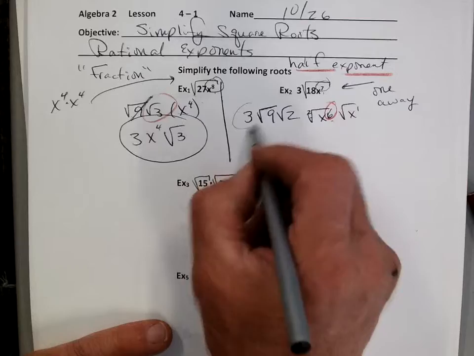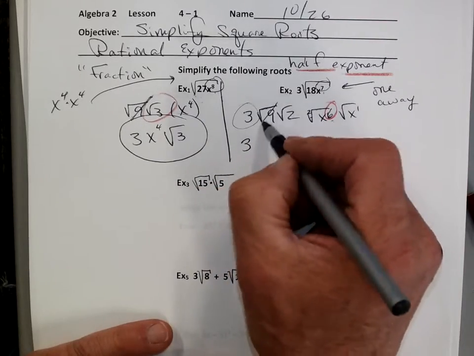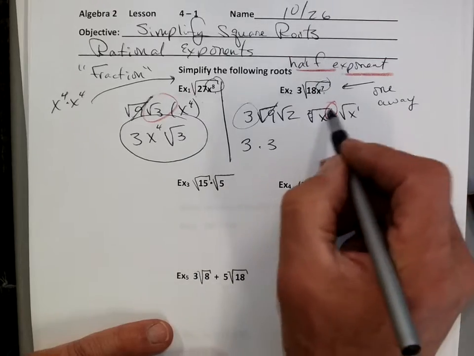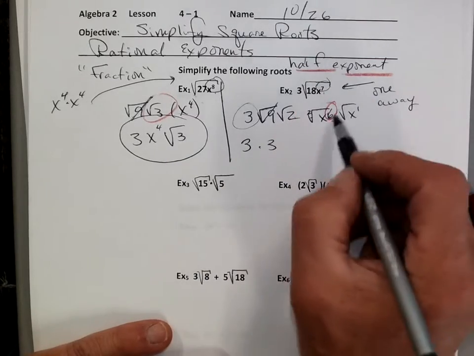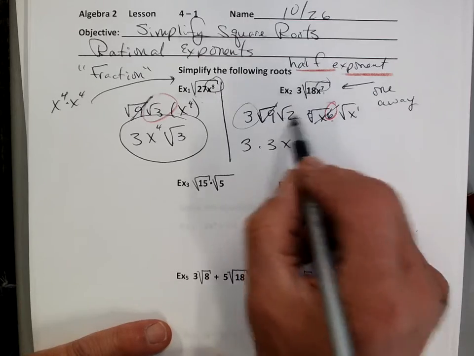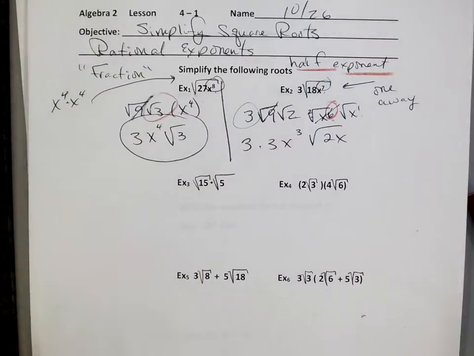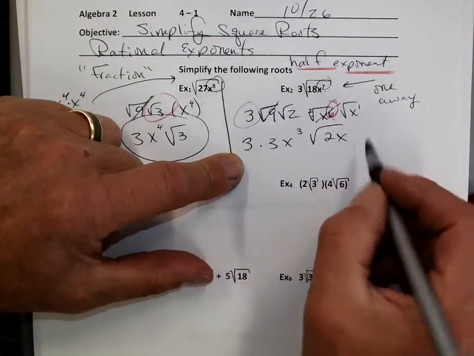Let's see what we got. This 3 is already there. I'm going to take the square root of 9, and it becomes 3. Square root of 2, I'm going to leave it alone for a second. Half of that makes an x to the third. And then these two, the square root of 2 and the square root of x, we're going to leave as is, because we can't take the square root of it without getting ugly numbers. And then finally, 3 times 3 is 9.